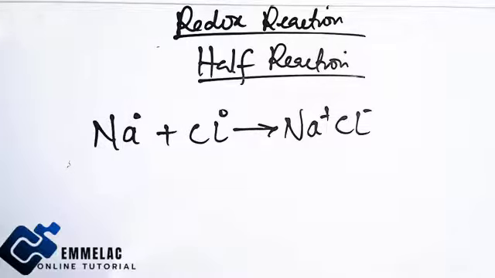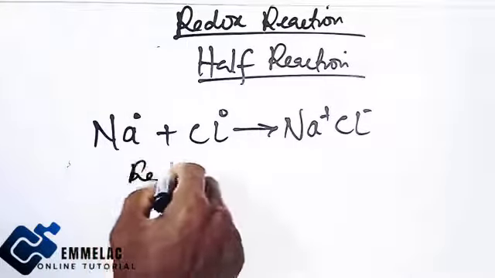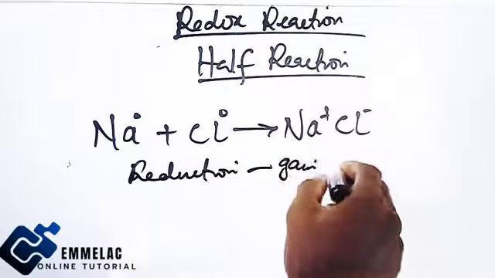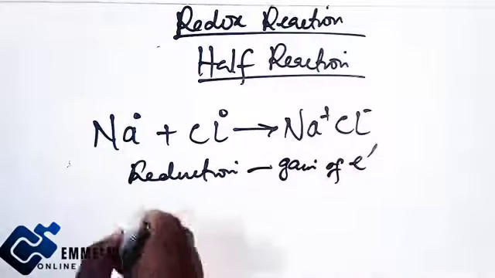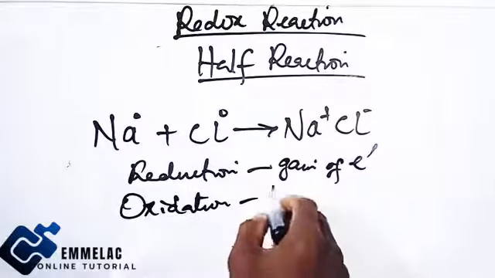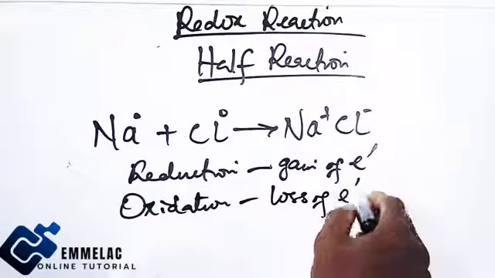Now in my previous video I did an introduction to redox reaction, and in that video we talked about what redox reaction is, what the meaning of reduction in terms of electron transfer is, and what oxidation is in terms of electron transfer. But in summary, reduction in terms of electron transfer is a gain of electron, and oxidation in terms of electron transfer is a loss of electron.